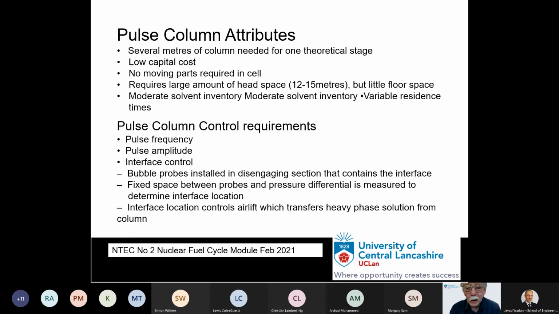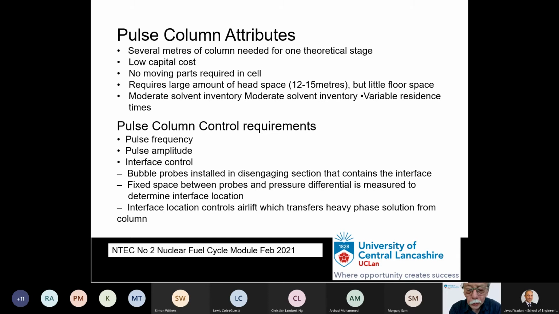Bubble probes, I'm not sure if they were provided at Sellafield, I could be wrong. This is more or less telling you, or trying to tell you, the size of the bubble, the number of bubbles and when they are disengaging, etc. Fixed spaces between probes. Most of these requirements are, if you like, a bit like a wish list. They'd be nice to have, but do they help us in a great deal of manner? Probably not, because the actual size of droplet will be determined by the holes in the pulse plate, okay?